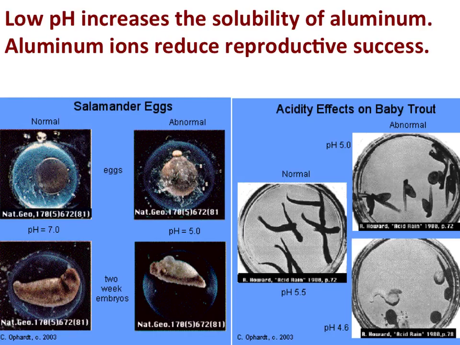These photographs show the effect of pH on fish and amphibian reproduction, as juveniles do not grow very well under low pH conditions. Low pH in soils and lakes increases aluminum ion solubility in those locations that cannot buffer the acid, and this reduces the reproductive success in fish and amphibians.